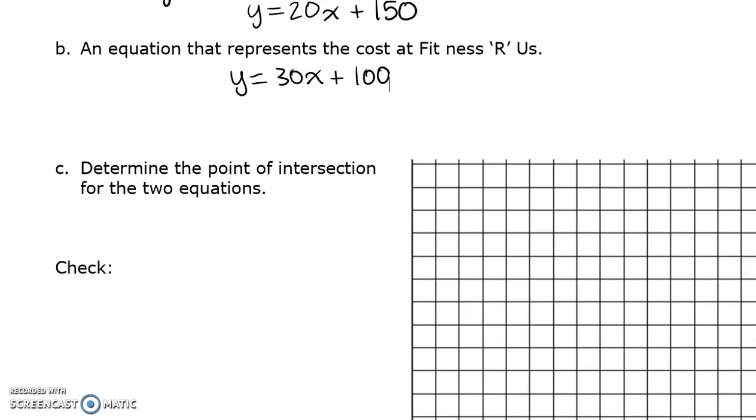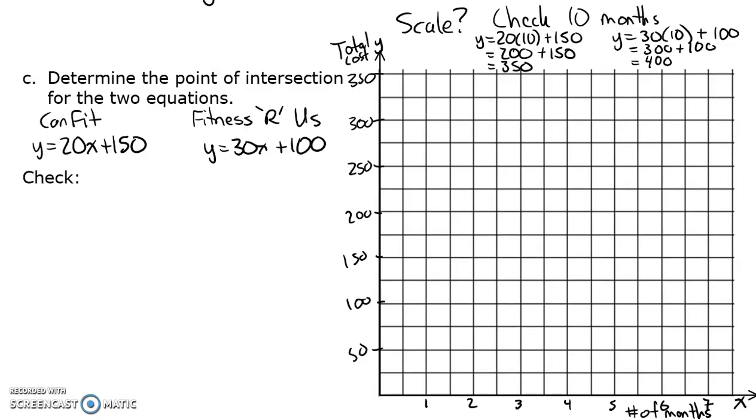What I'll do is the next screen I show, I'll show you my scale so you can check to see if you've got a scale that's similar to that. And then we'll go ahead and graph. So here's what I did to figure out the scale. I just picked a number that I thought they might be crossing by, and I chose 10 months, and I subbed that into each equation. So for CanFit, 20 times 10 plus 150, and I got 350. For the other, Fitness R Us, I did 30 times 10 plus 100, and I got 400. Now I noticed that CanFit was more expensive to start, but after 10 months, it's $350 and it's $50 cheaper.